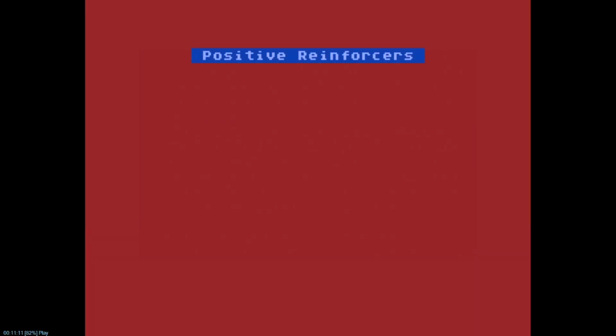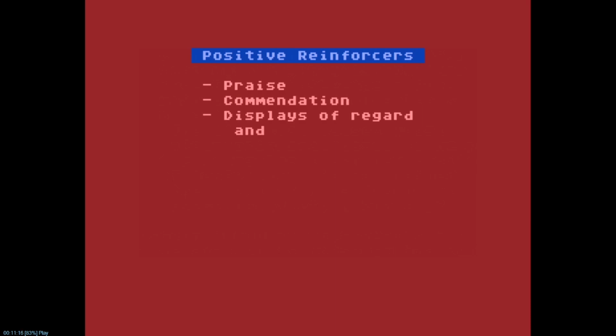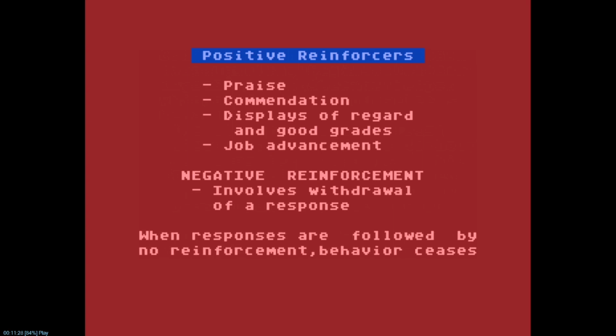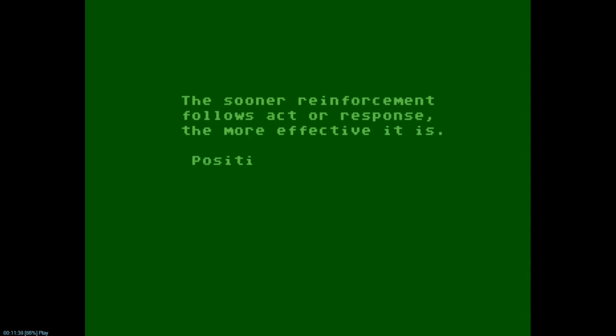Positive reinforcers, often called rewards, can include praise, commendation, displays of regard, and good grades or job advancement. Negative reinforcement is a bit more difficult to understand and involves the withdrawal of a response. Psychologists point out that when responses are followed by no reinforcement, positive or negative, behavior eventually ceases. In general, the sooner reinforcement follows an act or response, the more effective it is. What could be considered a positive reinforcer?